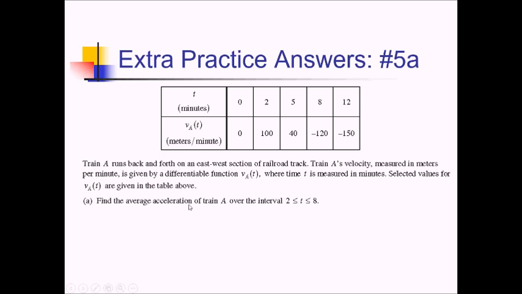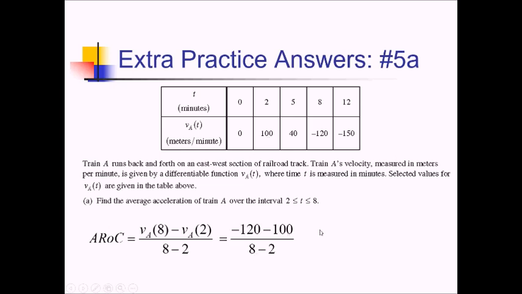Well, if I want average acceleration, that means I'm trying to find the average rate of change of velocity. So I just need to use AROC on this velocity function over the interval from 2 to 8. So basically VA of 8 minus VA of 2 over 8 minus 2. This is our general setup here. VA of 8 is negative 120. VA of 2 is 100, so we have negative 120 minus 100, all over 8 minus 2. And you could just leave it like this and put units on it, or you could reduce it. This is negative 220 over 6, which is negative 110 over 3, and that's going to be in meters per minute squared.